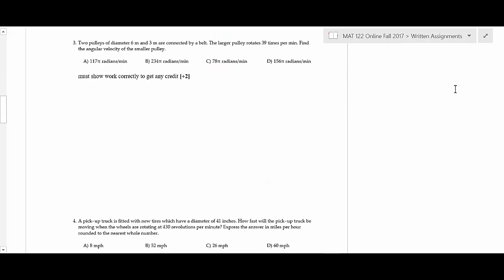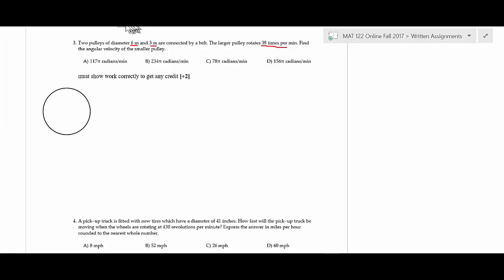Now, this is one that I went through in my lecture, and this one is kind of a longer problem. So we want to look at this. This says you have two pulleys that have a diameter of 6 and 3 that are connected by a belt. The larger pulley rotates at 39 times per minute. We're going to find the angular velocity of the smaller pulley. So the way I'm going to approach this at the beginning is I'm going to draw a diagram.